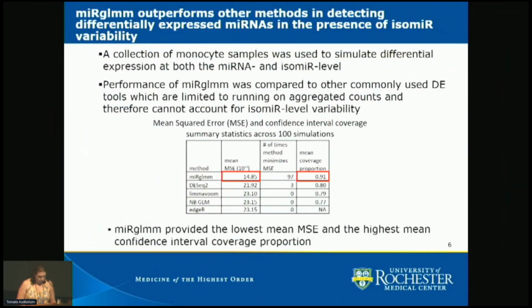We can see here that miRglmm minimizes the MSE and maximizes the mean coverage proportion, which shows that we can better recover the true estimates and that our confidence intervals are appropriately capturing the truth.